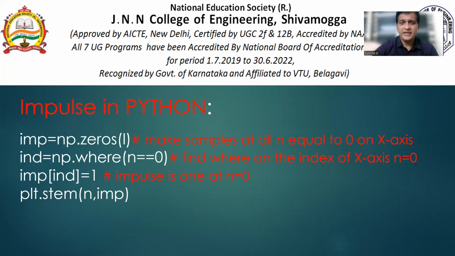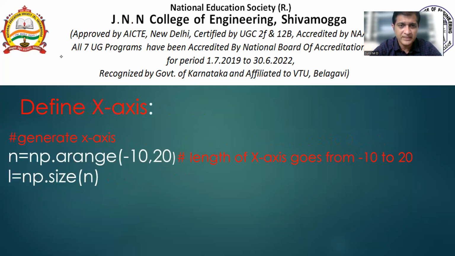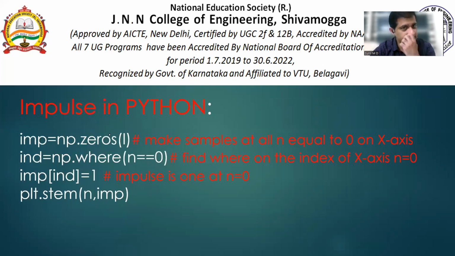Now, the impulse function is being defined by this particular variable, imp. Fine. Then np dot zeros, what is zeros? It's a function in the numpy library. What does it do? It makes all the points starting from minus 10 to 20, we have these points, right? Minus 10 to 20, all these points are made 0 to begin with.